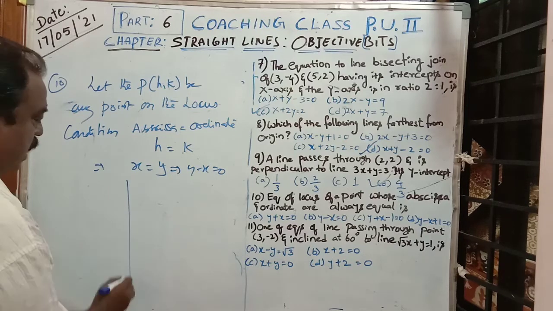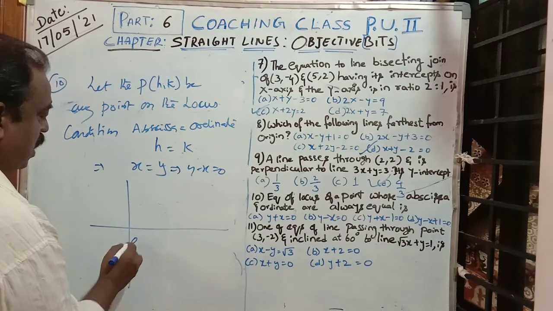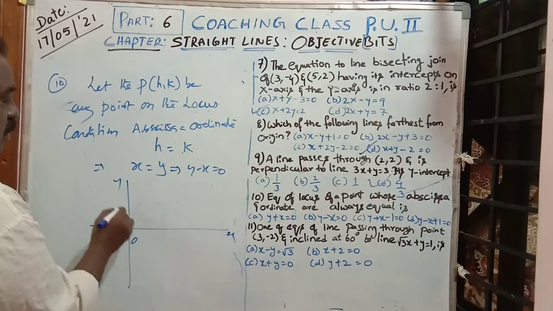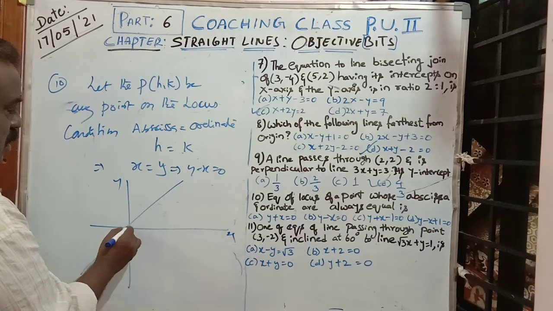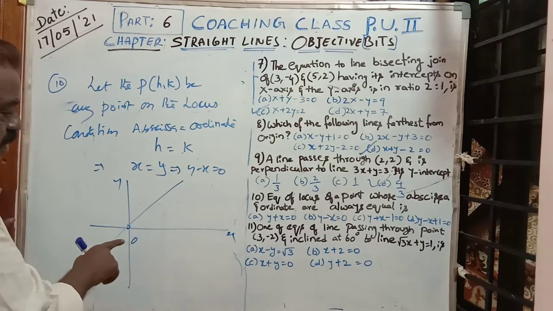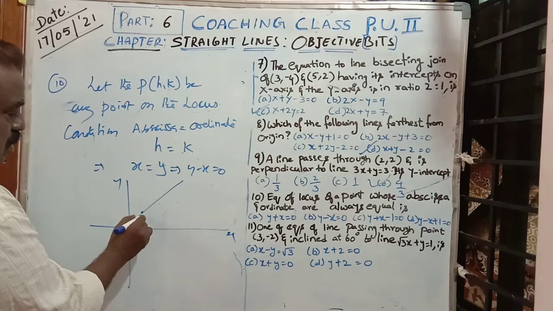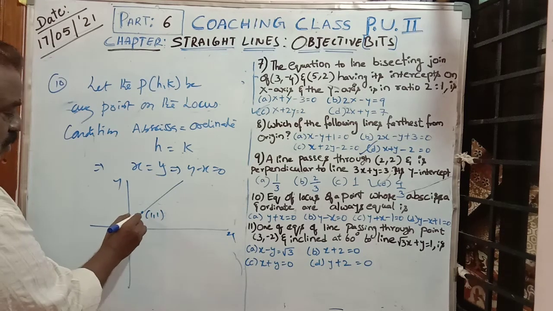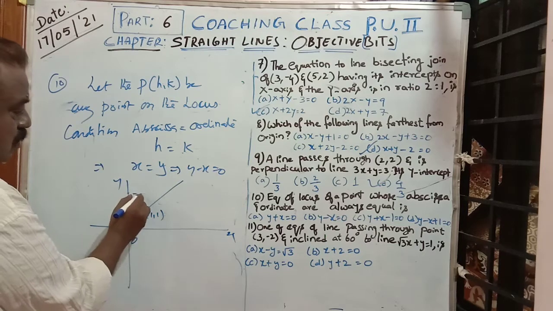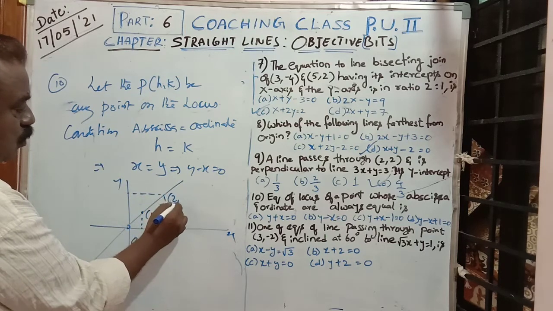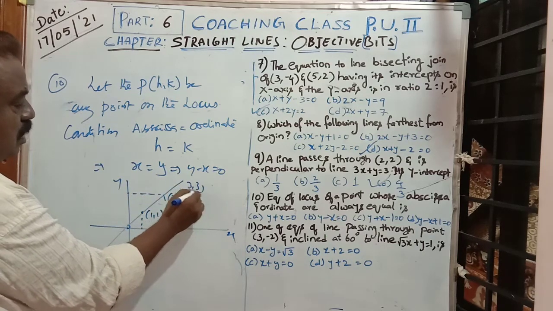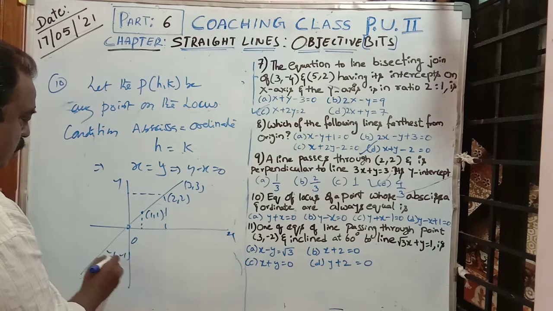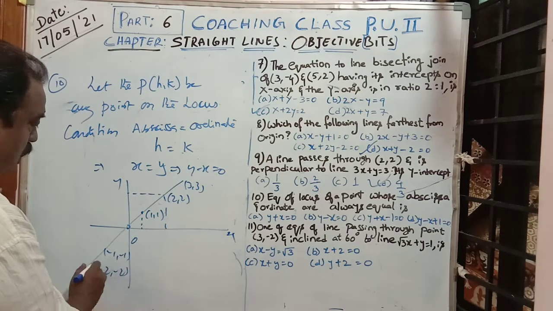You see, diagrammatically I will prove. The x axis, y axis. You take any point which is making 45 degrees. It is (1, 1), 1 unit length. Okay, now will you agree? Or suppose this is (2, 2), this is (3, 3), this is (-1, -1), this is (-2, -2), like this.